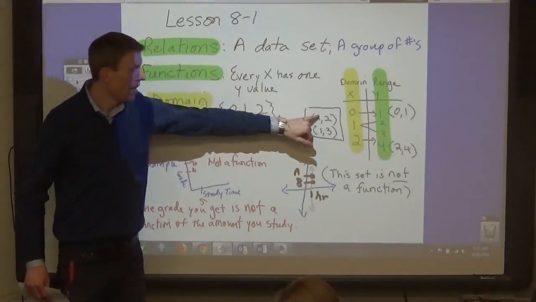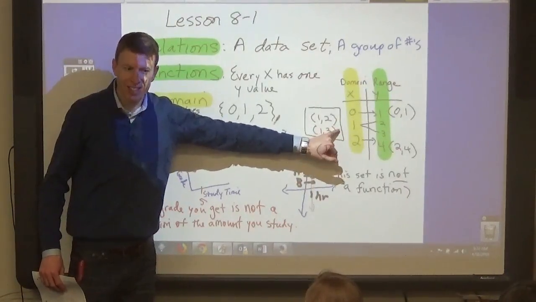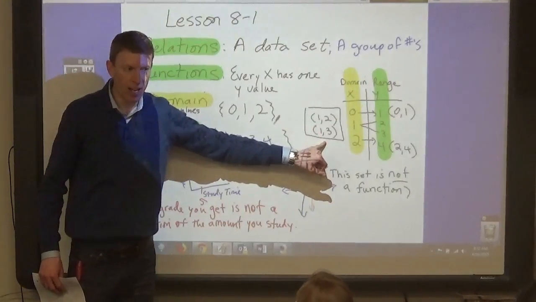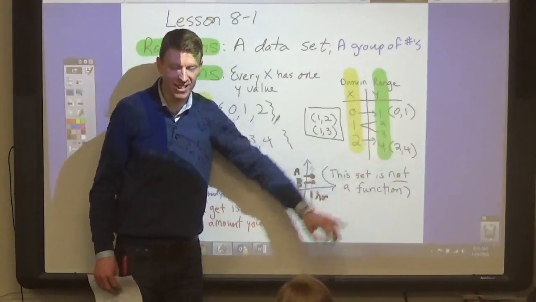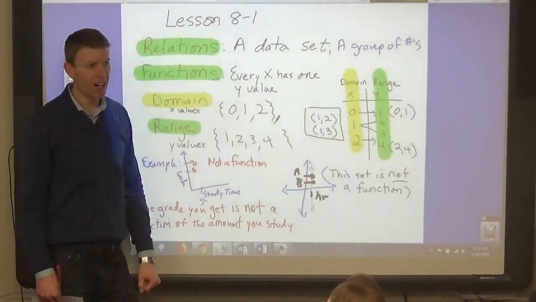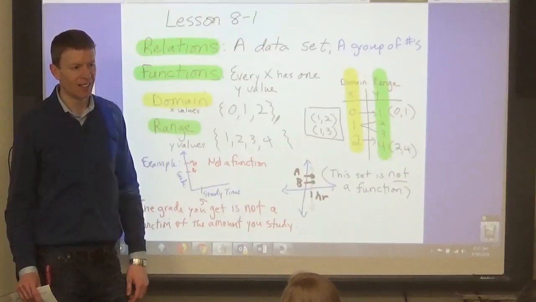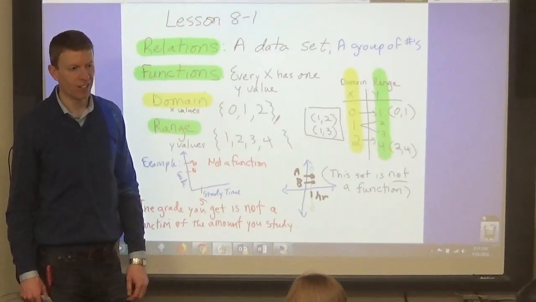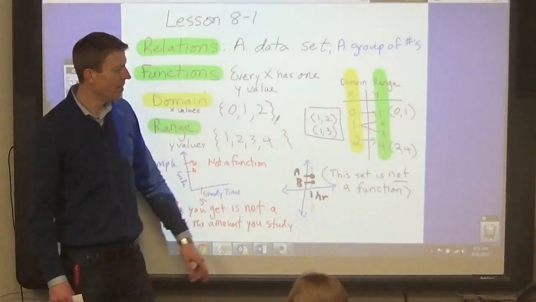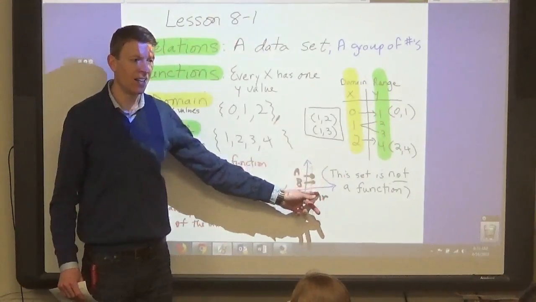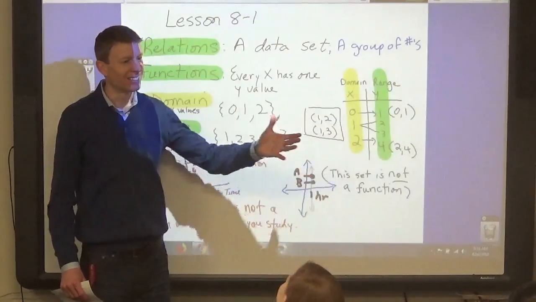Okay, so if an x value has more than one, Melina, if the same x value has more than one in the y column, then not a function, because 2 points will be on the same, yes, exactly, just what you said before.